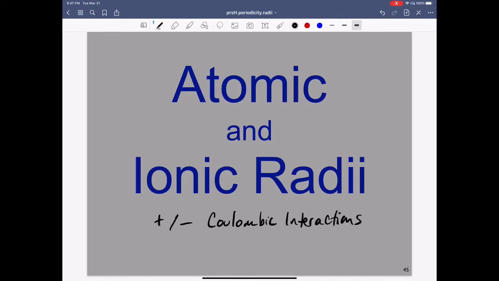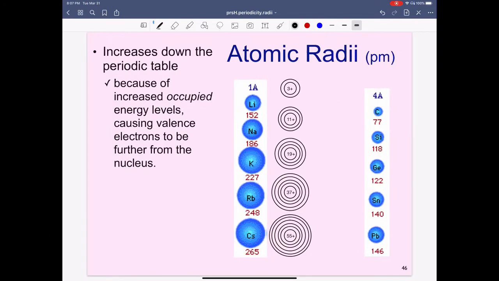Okay, in this video, we'll talk about atomic and ionic radii, and we'll use Coulomb's law and Coulombic interactions to try to justify what's going on with both atoms and ions and their size. First, let's look at the atomic radii as we go down the periodic table.